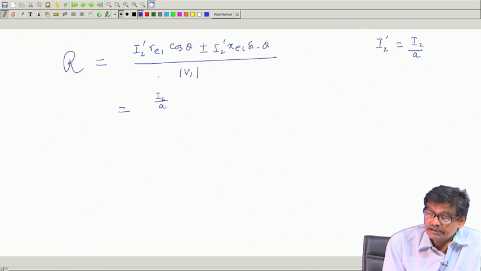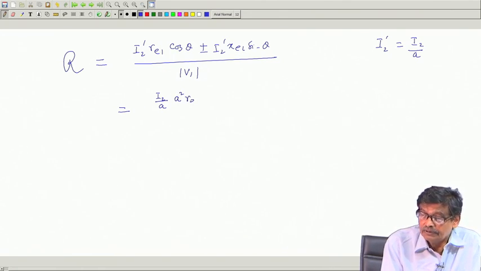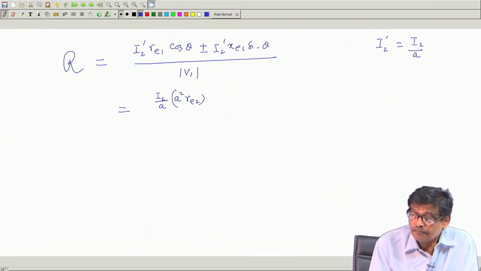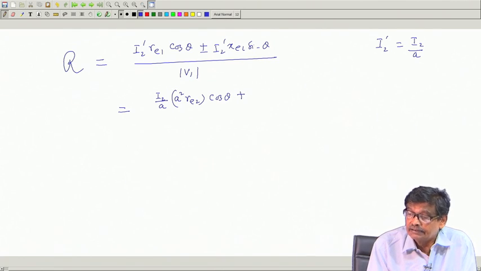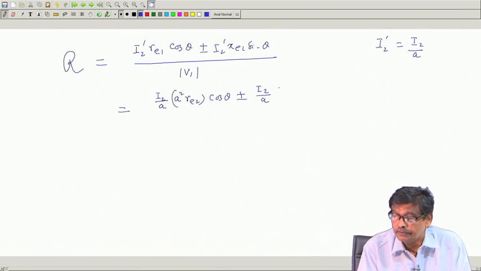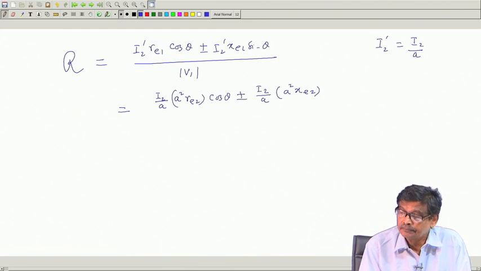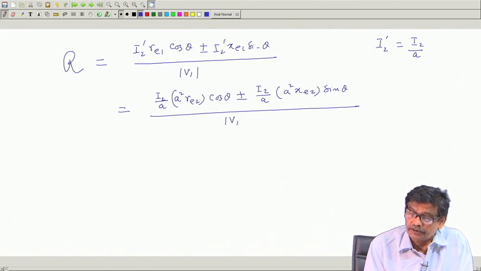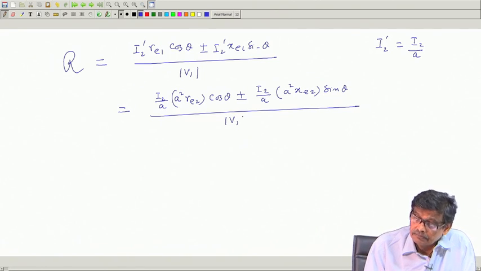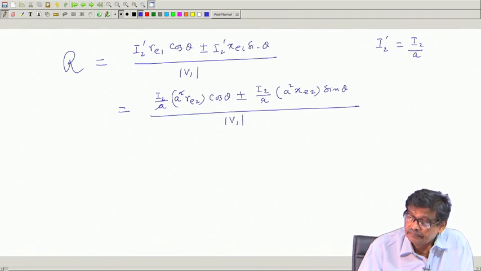Re1 I can write in terms of Re2 like this. Power factor does not change, cos theta plus minus. Similarly, this is I2 by A, magnitude of I2 by A into A square into Xe2 into sin theta divided by magnitude of V1. Now, this A goes with A.